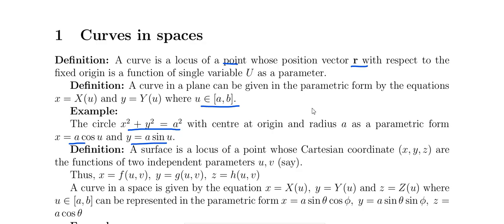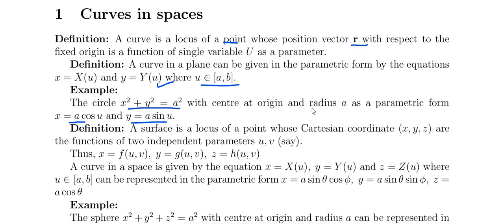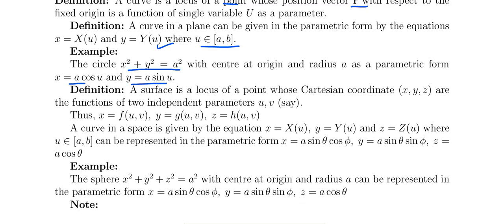So that means a curve in a plane can be given in the parametric form by the equations. This is the curve. And a surface is a locus of a point whose Cartesian coordinates x, y, z are functions of two independent parameters u, v. So x equal to f of u, v, y equal to g of u, v, z equal to h of u, v. So that is the surface. Surface is the locus of the point.